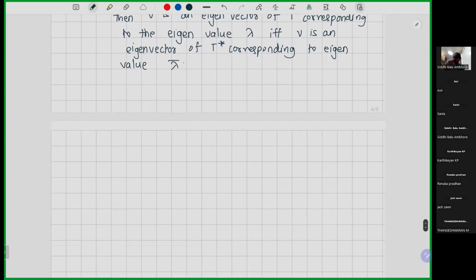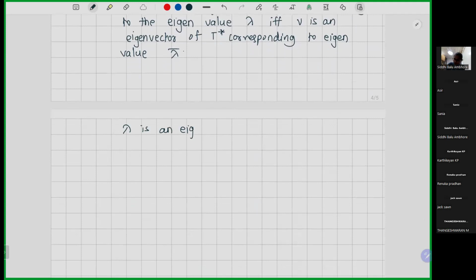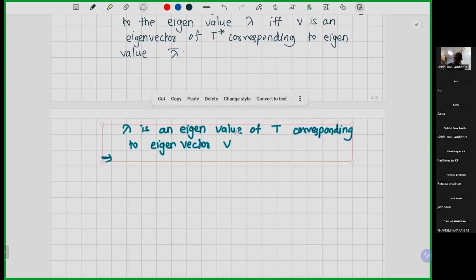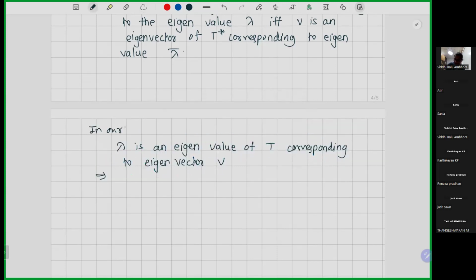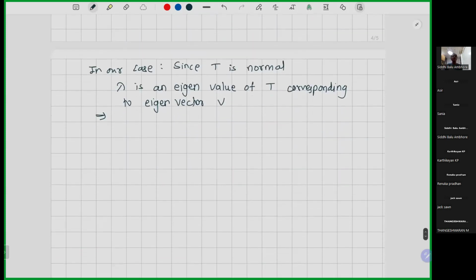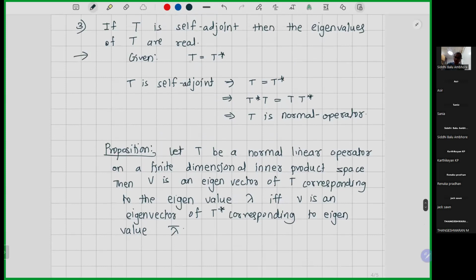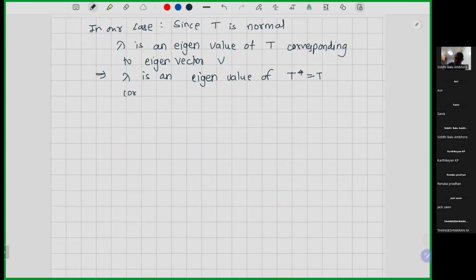So in our case, if lambda is an eigenvalue of T corresponding to eigenvector V, then since T is normal, lambda bar is an eigenvalue of T star corresponding to V. But T star is what in our case? T star is T, right? So lambda bar is an eigenvalue of T corresponding to V.